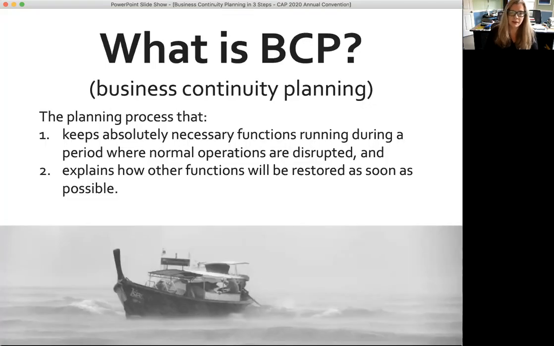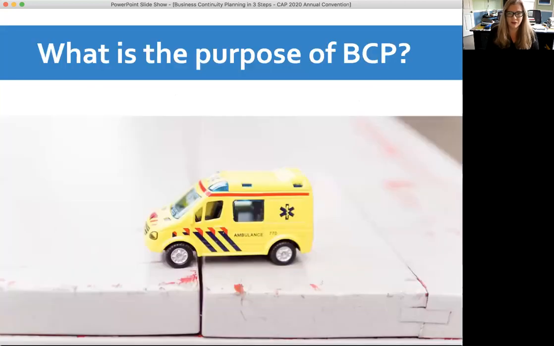Essentially, business continuity planning is a planning process that helps us do 2 things. The first is it helps us keep absolutely necessary functions running during a period when normal operations have been either interrupted or disrupted. And business continuity planning explains and outlines and provides a plan or a pathway for how we're going to restore other functions or activities as soon as possible. So the presumption here is that during a period of interruption or disruption, most organizations will have to curtail or cut back on some of the programs and services they offer.